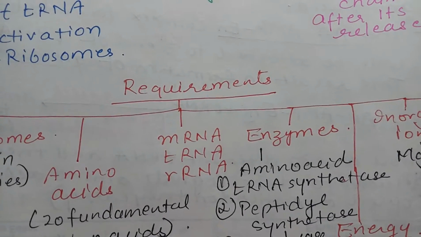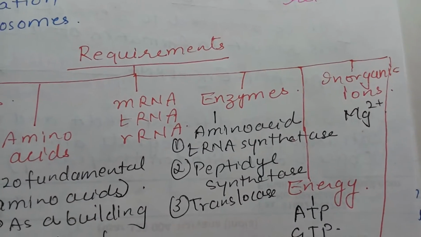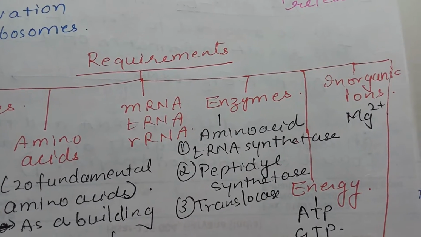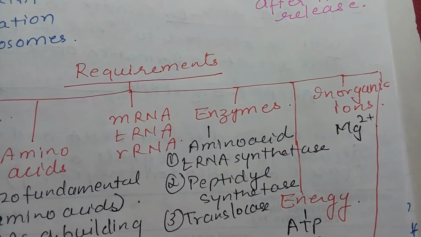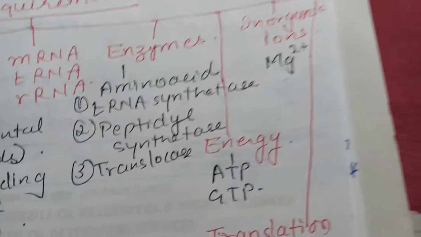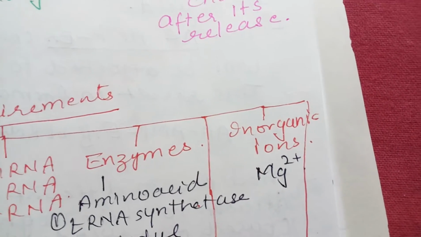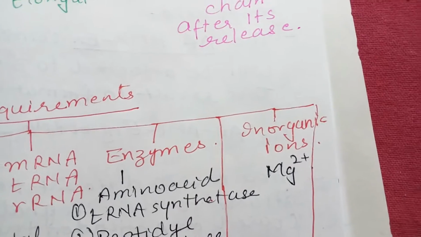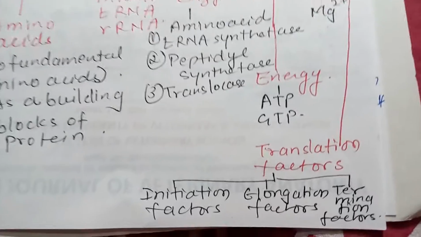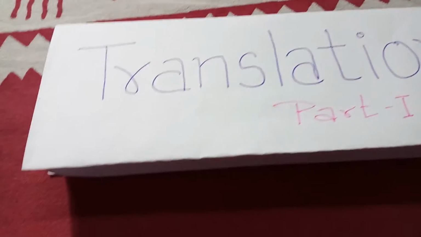All kinds of RNA are required: mRNA, tRNA and rRNA. Then several enzymes, because translation is a biochemical event, so enzymes are required to catalyze the reaction. Then the energy sources that are used are ATP and GTP. Inorganic ions are required, such as magnesium, which acts as a cofactor, as well as being required for the assembling of the two subunits of the ribosome. Then various factors are required: initiation factors, elongation factors and termination factors. So these are the requirements of translation.